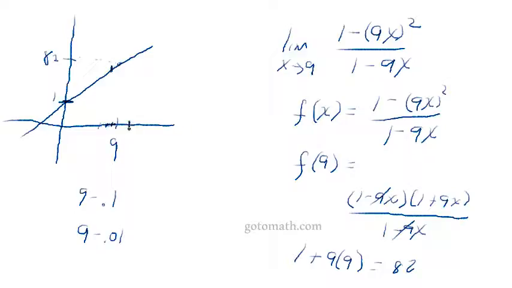And then of course we want to do the same thing on the right, plugging in numbers, getting closer and closer to 9 from the right. We'd start with 9.1 and then 9.01, 9.001, and then we want to compare and see if we're both getting closer and closer to 82.